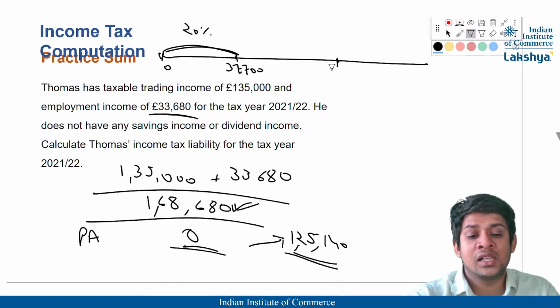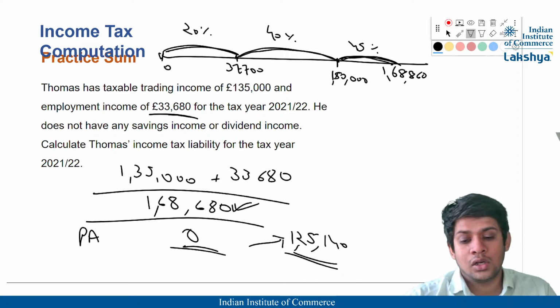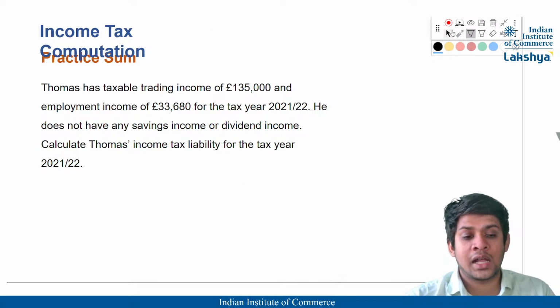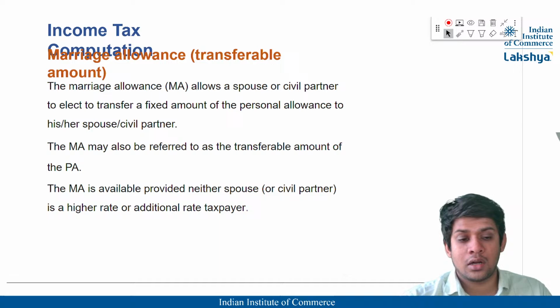Correct? The next bar is 1,50,000. So from 37,701 to 1,50,000, it is 40%, and her income is falling somewhere here. That is 168,860. Correct? So in this part, she will pay 45% tax. Okay? I hope it is clear, guys. You all just need to take the values and multiply it with the tax percentage. You will get the answer very easily. Okay? We can skip this sum as it has no requirement to be done.